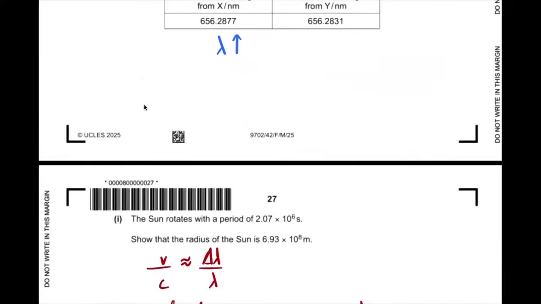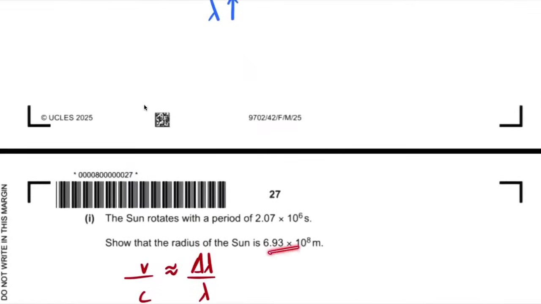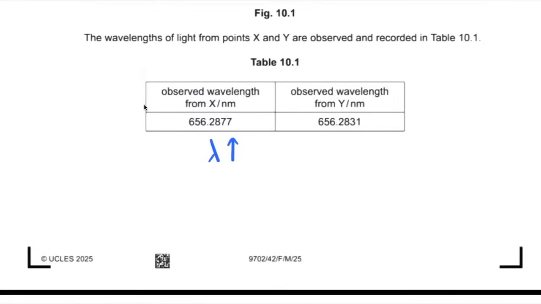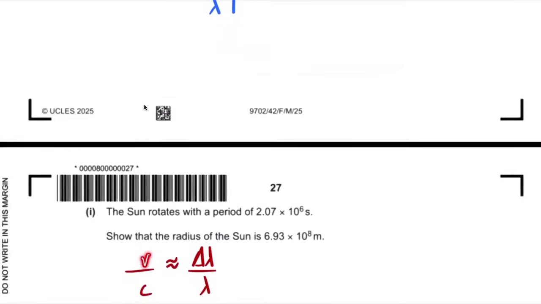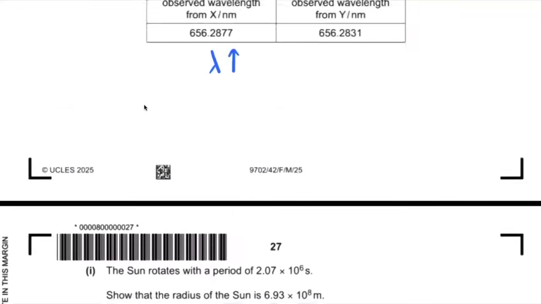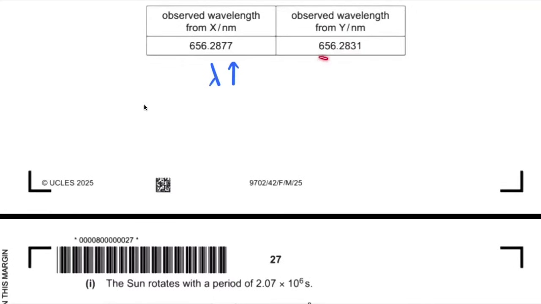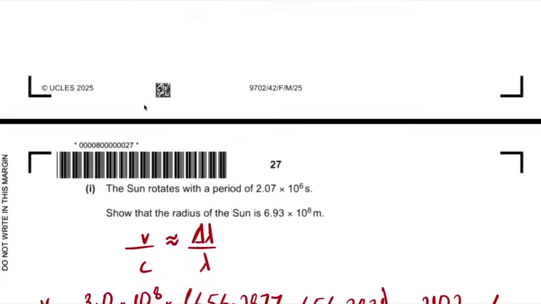Okay. So now it says that the sun rotates with a period of this much, so that the radius of the sun is given by this value. So if the radius is what I need and I have the period, I need the velocity, which I can get using this expression that you have, that v over c is approximately equal to delta lambda over lambda, or it's also delta f over f. So lambda that you have in the denominator is the original wavelength, which is this one. So for the one which is not moving, that's in the denominator.